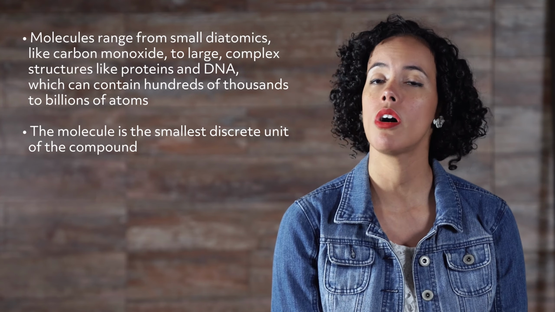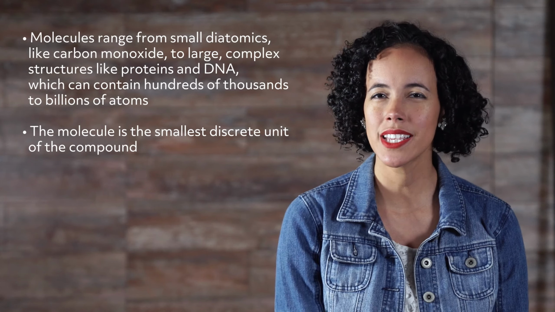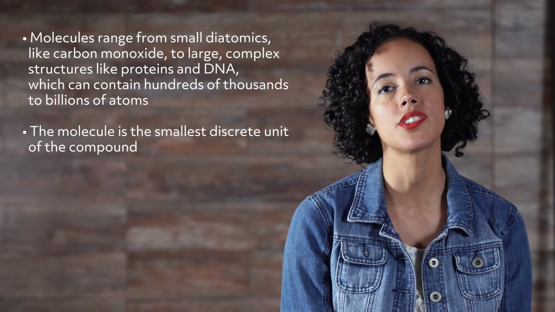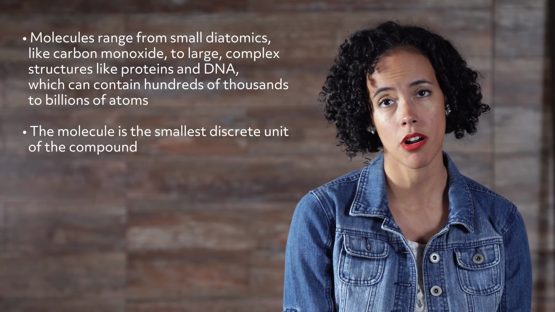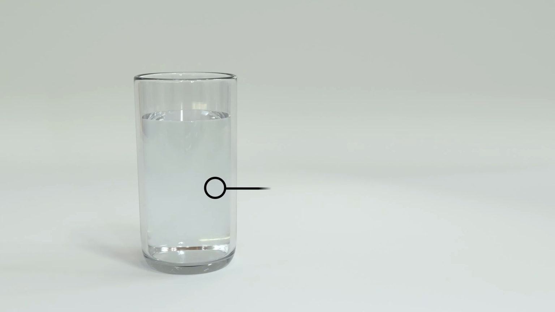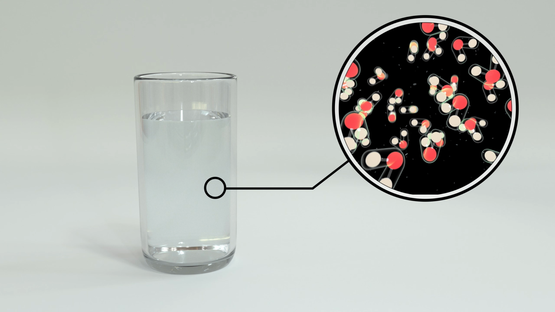While molecules come in all shapes and sizes, the important thing to remember is that the molecule is the smallest discrete unit of the compound. Let's look at a cup of water as an example. If we could shrink down to the atomic level, we'd see H2O molecules dynamically interacting with each other. Even though the molecules are attracted to each other through intermolecular interactions, the bonds between the atoms within a molecule are many times stronger since they share electrons. So we can still identify individual molecules.